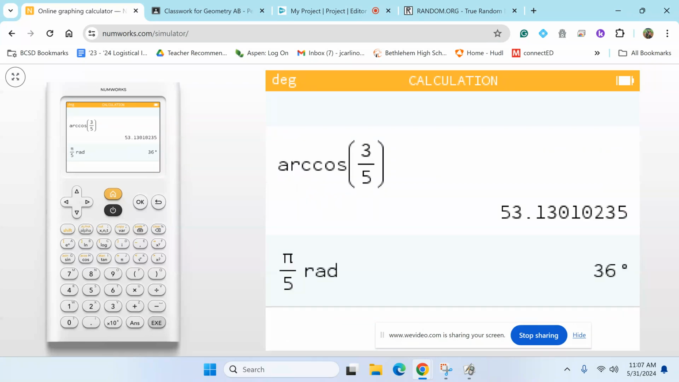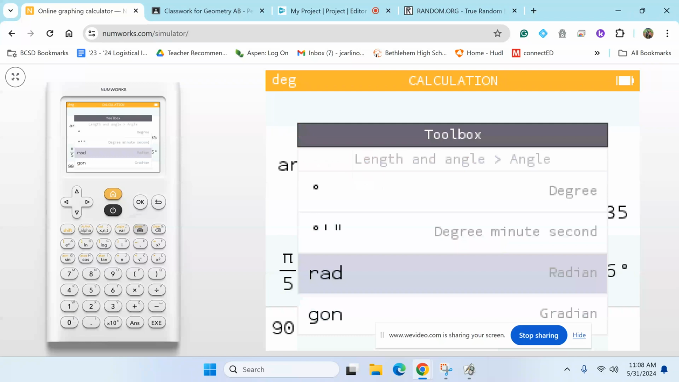Okay. Going backwards, heads up, going backwards. All right. Let's say I had an angle of 90 degrees that for whatever reason you needed to turn back into radians because the direction said answer in radians, not degrees. All right. So I type in 90, but again, calculator just thinks that's the number 90. You go back to your toolbox, same screen, length and angle, and everyone see the degrees.